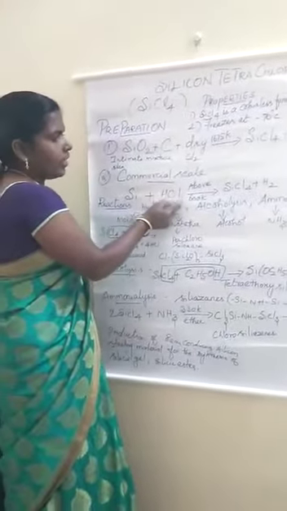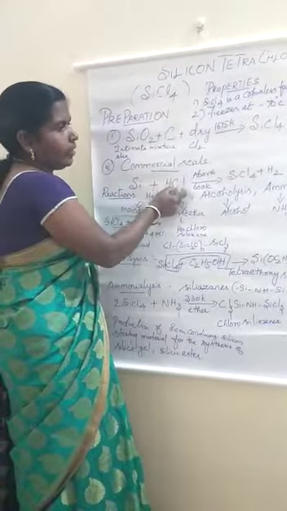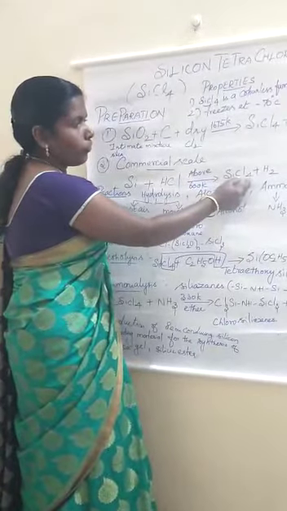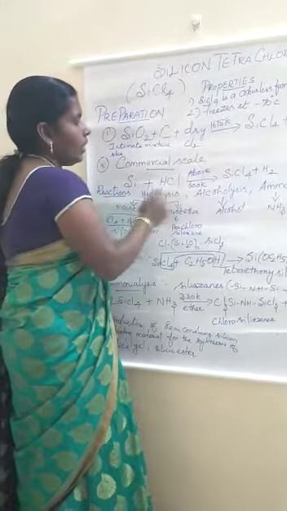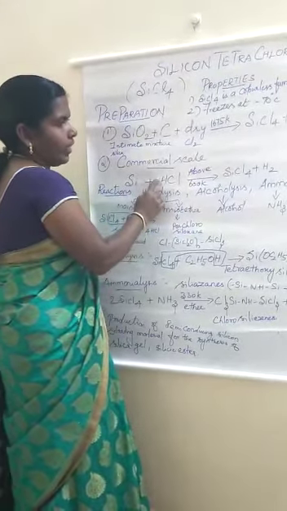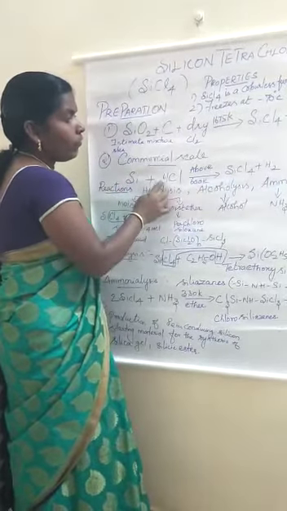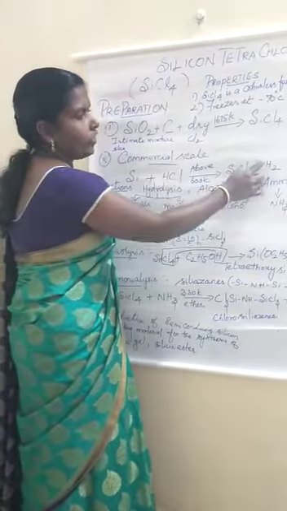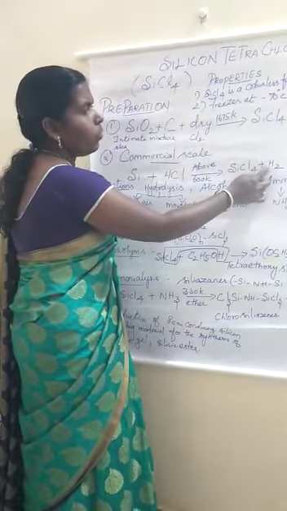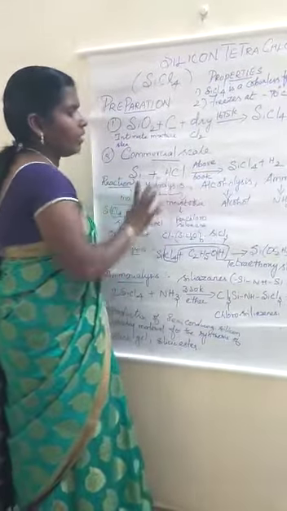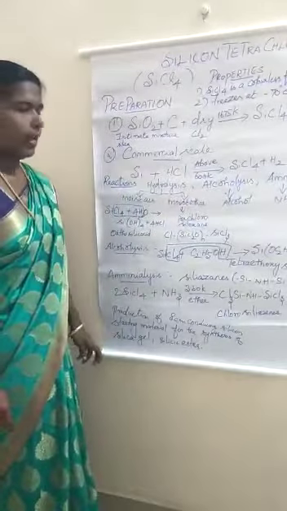In this equation, here 1 chlorine atom, here 4 chlorine atoms are present. So we have to put 4 here. Here 2 hydrogen is present, here 4 hydrogen is present. So we have to put 2 here also. So 4 hydrogen atoms here and 4 hydrogen atoms here also.